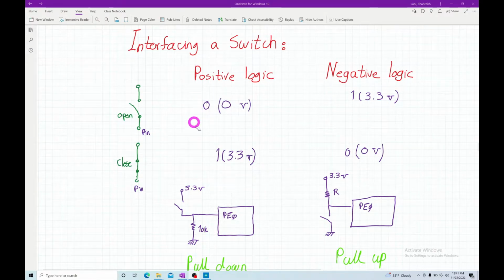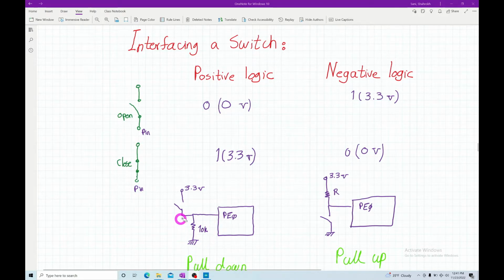So take a look at this small circuit, which implements the positive logic. Here you have the switch. Whenever it is open, you actually have 0 volt here, because in this circuit the PE0 pin is connected through the 10K resistor to the ground, so this is 0 volt. Whenever it's closed, the 3.3 volt is here. Technically, this pin is 1.